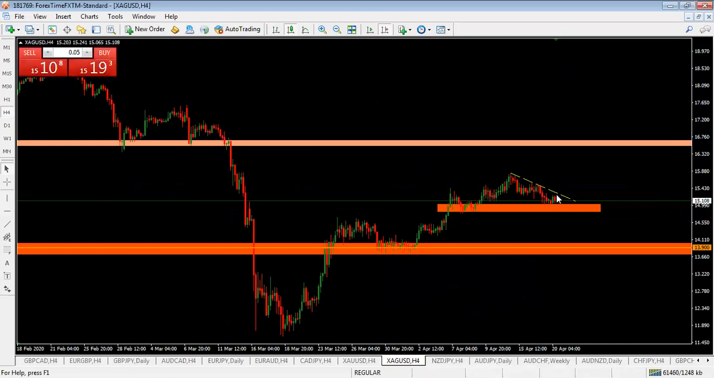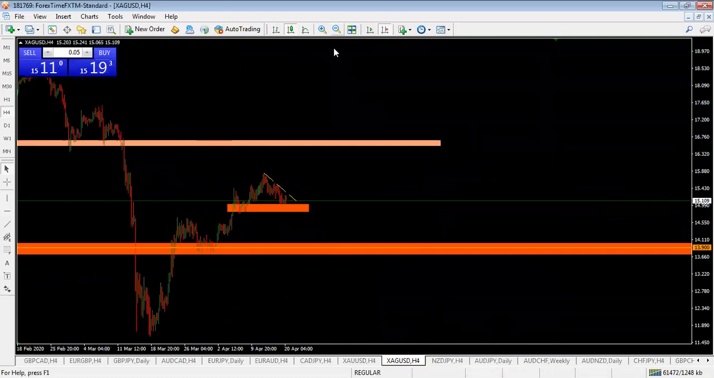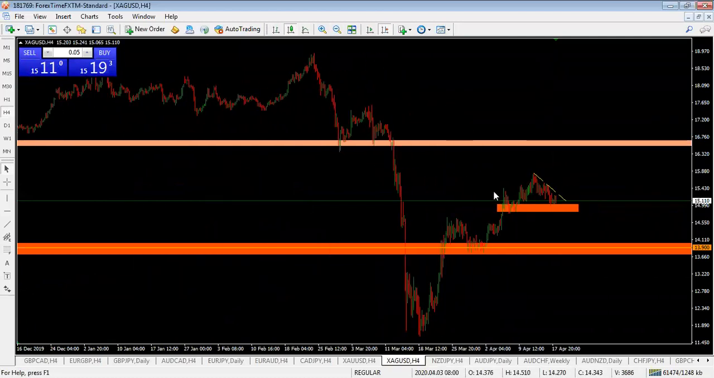All right, so for silver, here is a zone that needs to be broken for the bears. You need to wait for a break below this zone, and for the bulls, you need to wait for a break above here. So at this point in time, we are not making any decisions. For now, we want to see either a break above or a break below. Then we can make decisions.